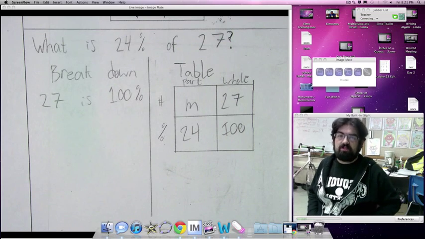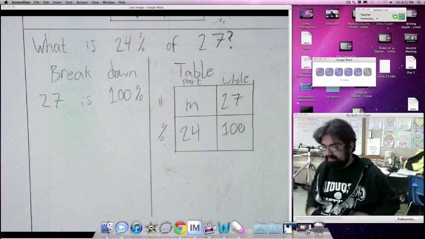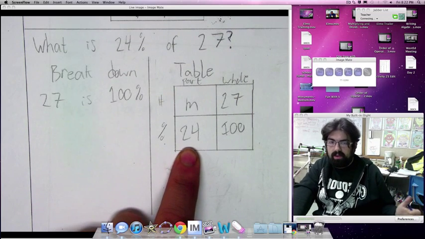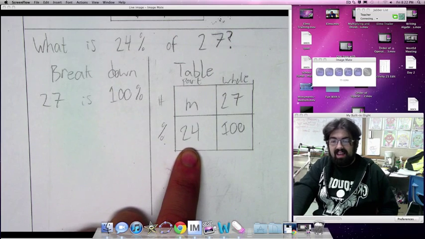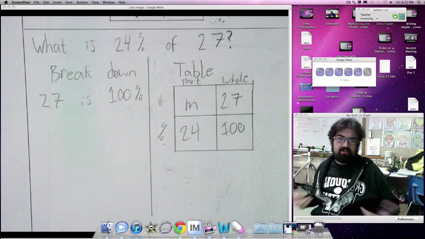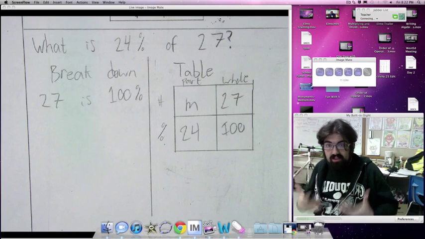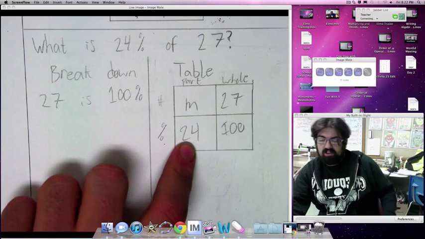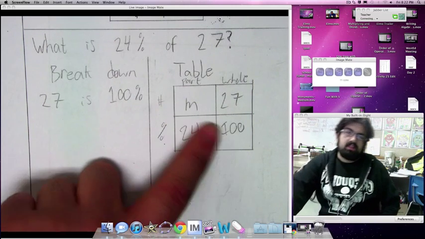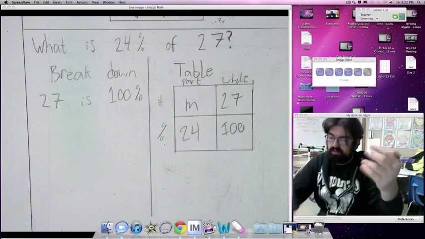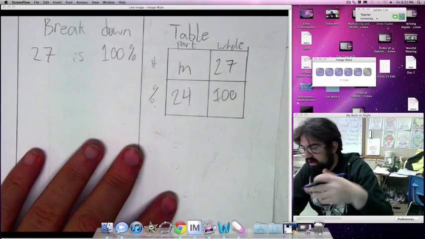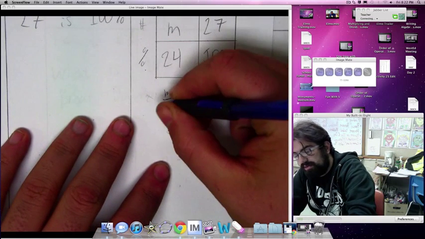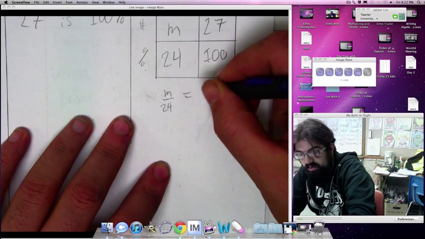What is 24% of 27? 100 goes in this box. 24 is the other percent, so it went in there. The hard part's figuring out where 27 goes, I'm not going to lie. They're asking what is 24%, so they don't know what 24% is. That's why I put my variable m right there. 27 has to go in the other box, and you can choose whatever variable you want. Here we go. m over 24 is then equal to 27 over 100.